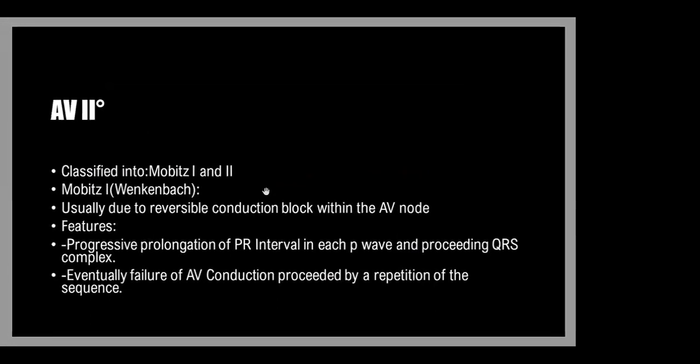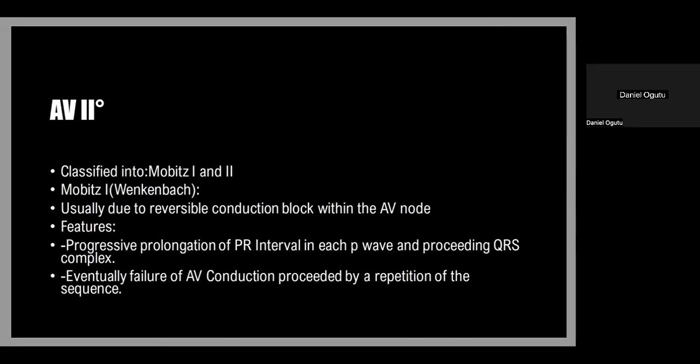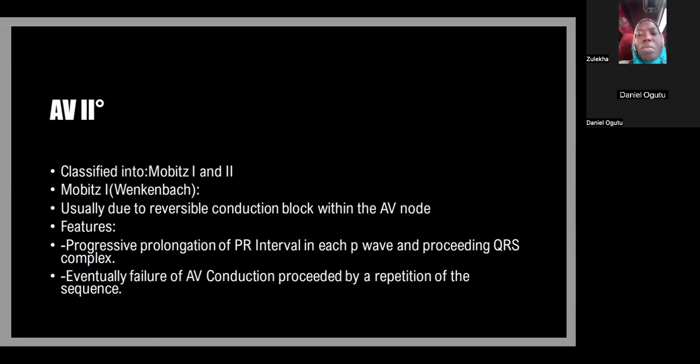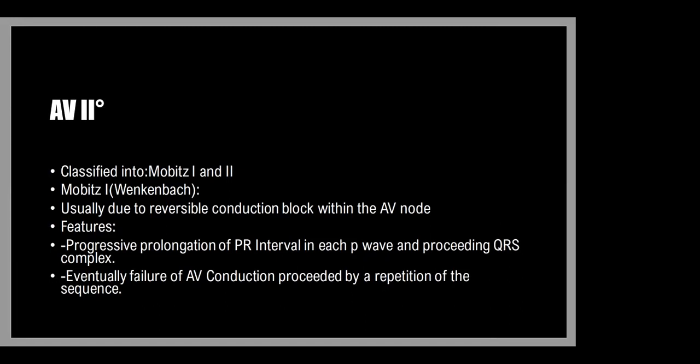Right. Here is where it gets interesting. When we talk about the second degree AV block, we have two types. And I want you to pay attention here. We have two types of AV block of the second grade. The first one is called Mobitz 1, or as other people call it, Wenckebach. The second one is called Mobitz 2. The risk factors are almost the same as the causes of the AV block of the first grade.